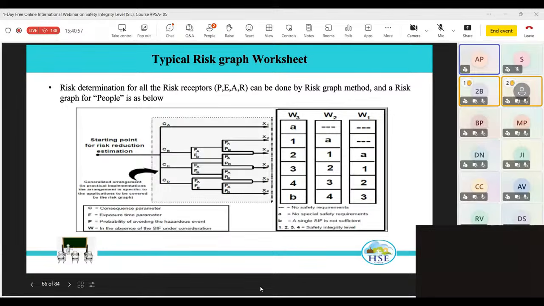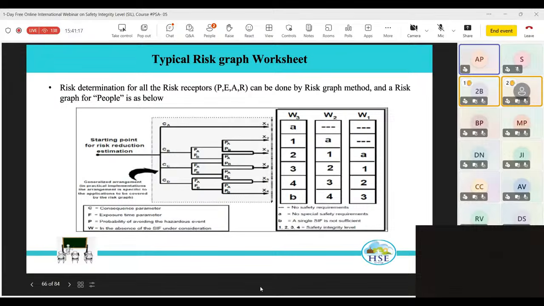Starting from the left of the screen, the starting point of the risk reduction: CA, CB, CC, CD. These are the four parameters. That is the severity parameter, criticality or severity parameter, CA, CB, CC, CD.